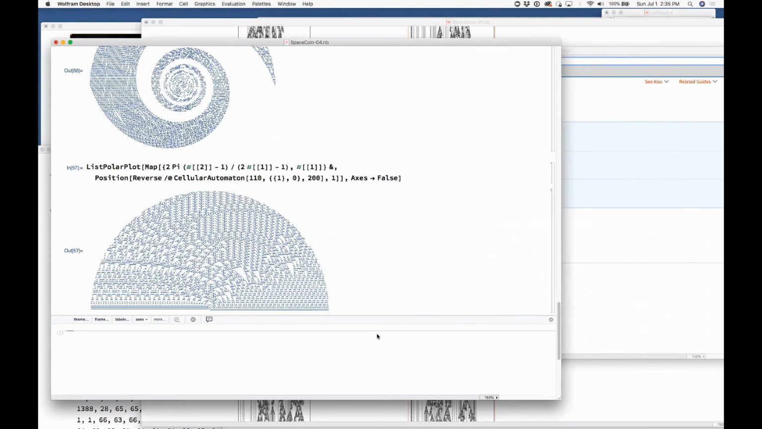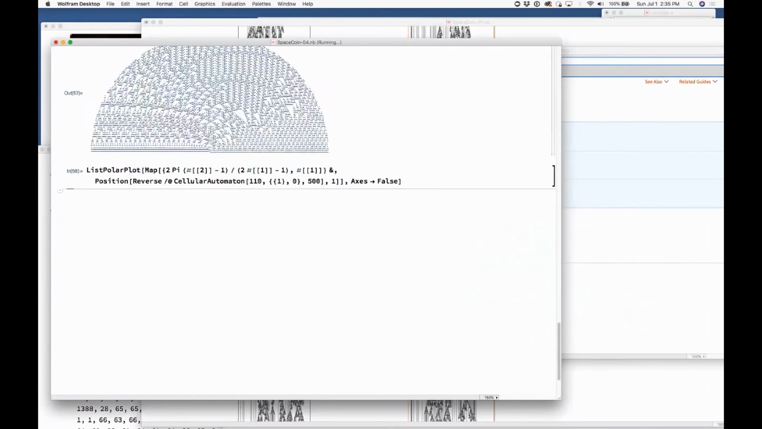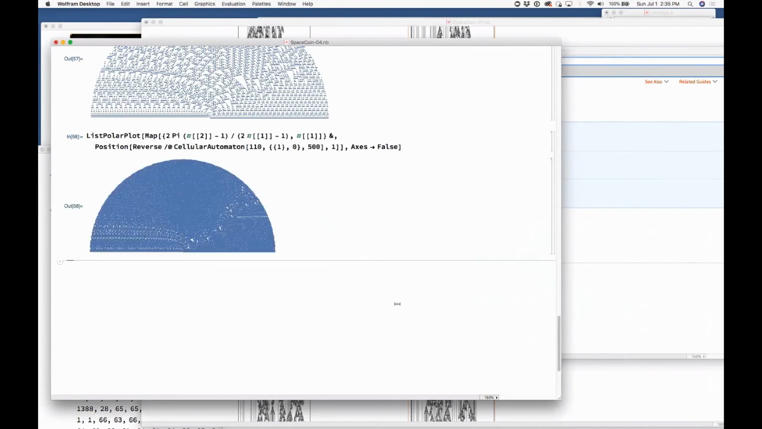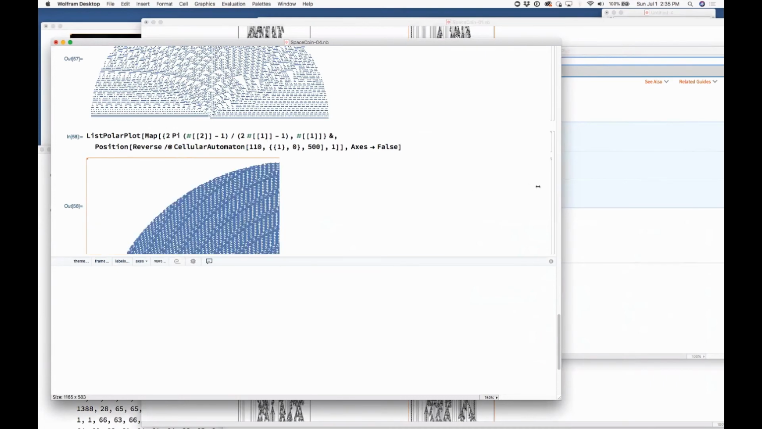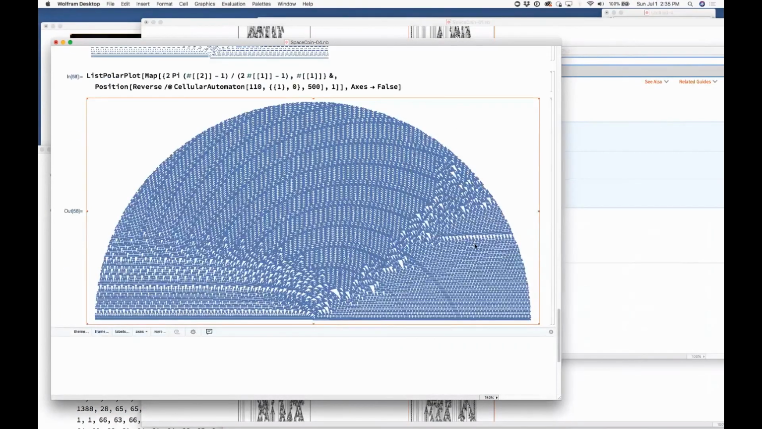But let's try. This thing is wild enough. I'm just curious. It's using up a lot of bits here, but let's try and just do 500 steps here. Maybe. Okay. Let's see what a rule 110 coin would look like. And this, it's kind of fun.